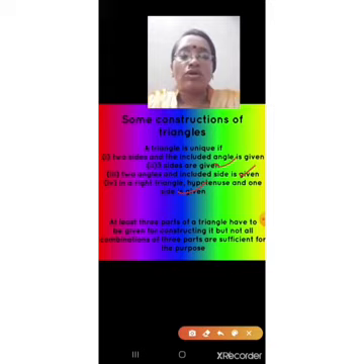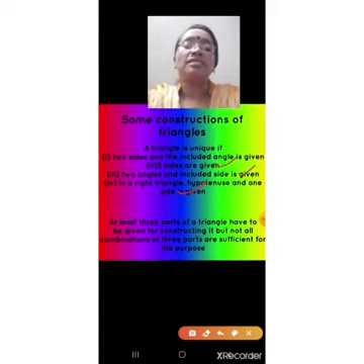So, at least 3 parts of a triangle have to be given for constructing that triangle. But not all combinations of these parts are sufficient for the purpose. This year, you are going to construct some more triangles.